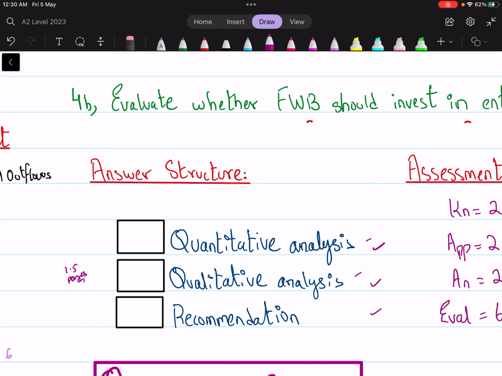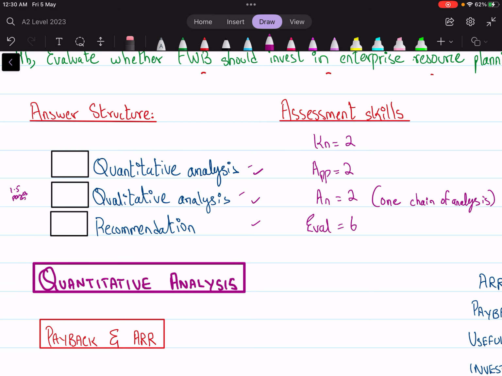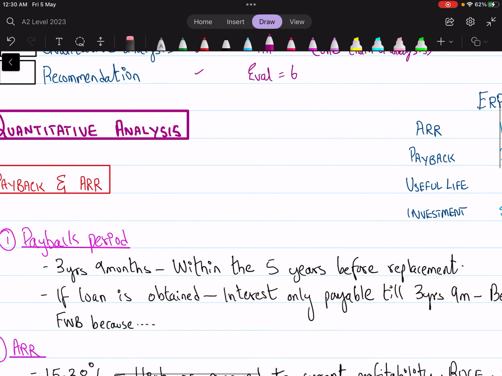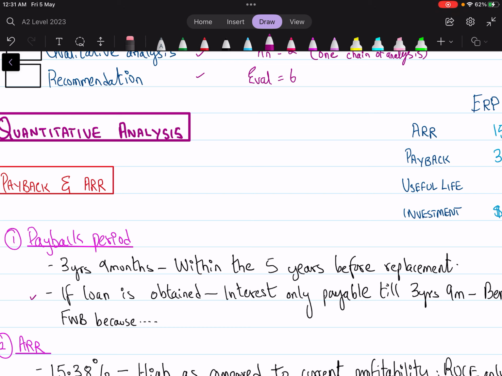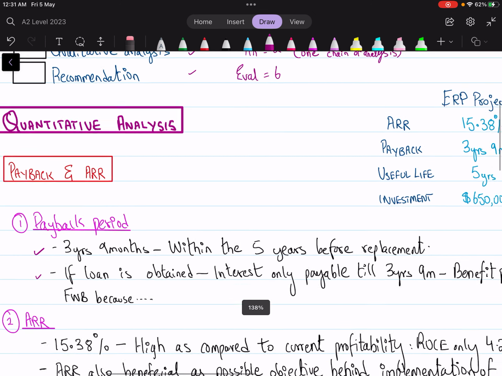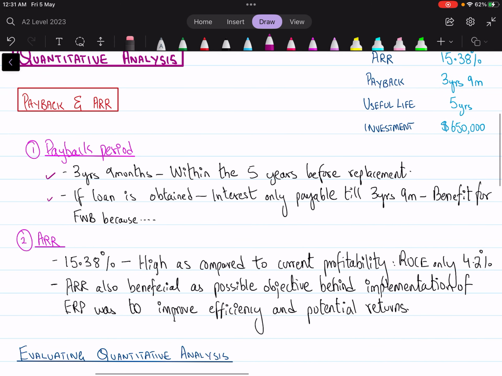So let's talk about quantitative analysis, and it's going to be a summary of all the points that we just discussed. So we talk about payback period. We talk about how the interest is going to be paid just for 3 years and 9 months. And then we also talk about the fact that payback period is very near to the useful life of the project. So you do your chain of analysis, and likewise you talk about ARR as well. So ARR, yes, it's good. It's even higher than your ROCE, and this would be very beneficial for the business. And it also needs to improve its profitability, because the business was concerned about operational efficiency and so on and so forth. But the major chunk of your quantitative analysis might feature your detailed evaluative comments.